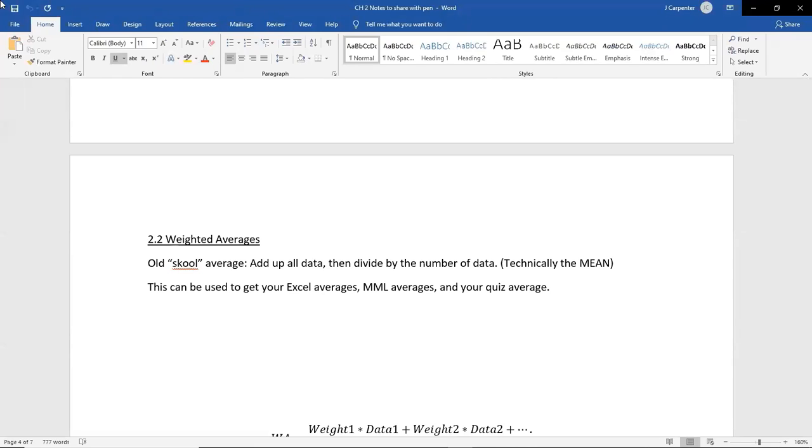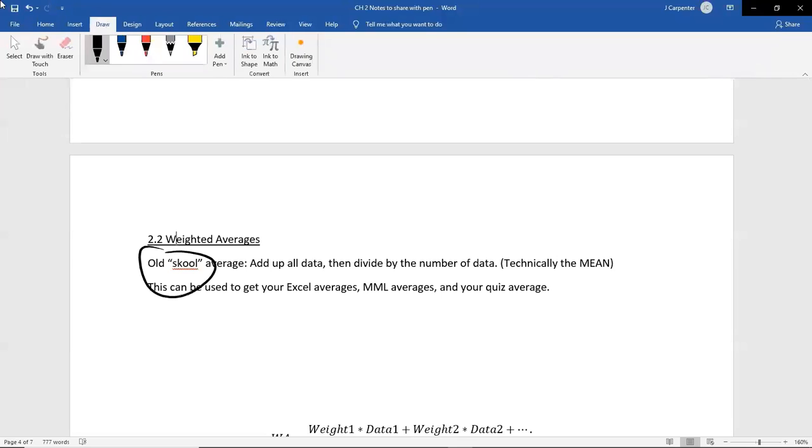So a weighted average is when someone says this item A is more important than item B, so we're going to give it more weight. And more weight means that it has more effect. So let's say you have a teacher that weighs everything exactly the same, and you get an 80 on the midterm and a 100 on the final. You'd end up with a 90 based on the old school average, which is just add up the data and divide by the number of data.